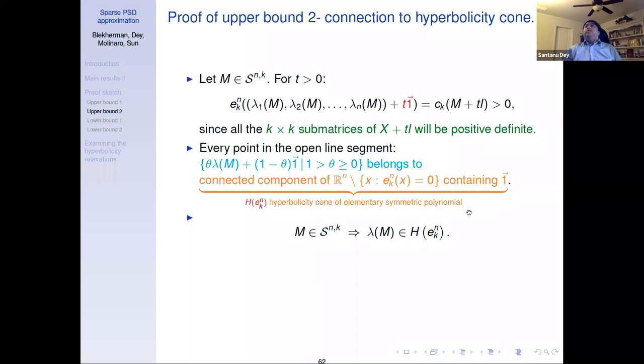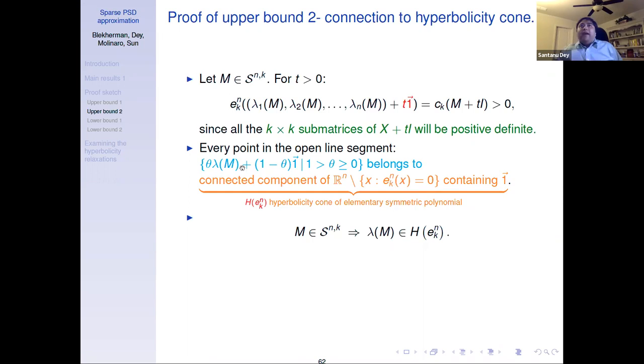You look at the elementary symmetric polynomial, and you look at Rn, where this elementary polynomial is not zero. What it's easy to see is that it divides Rn into connected components. In one connected component this value might be positive, in some components this value would be negative. There will be multiple of these connected components. There is one component which contains the all ones vector, where this elementary symmetric polynomial is positive.